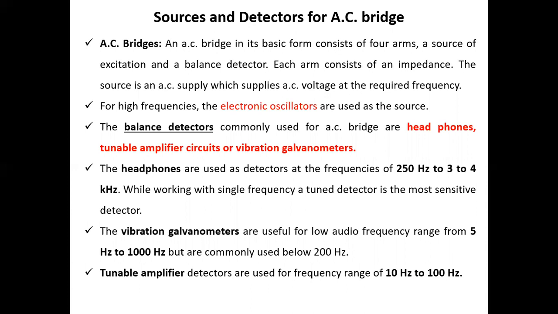The headphone is used as a detector for the frequency range of 250 Hz to 3 to 4 kilohertz. The vibration galvanometer is used for low frequency, that is 5 to 200 Hz. The tunable amplifier is used as a detector for the frequency range from 10 Hz to 100 Hz.